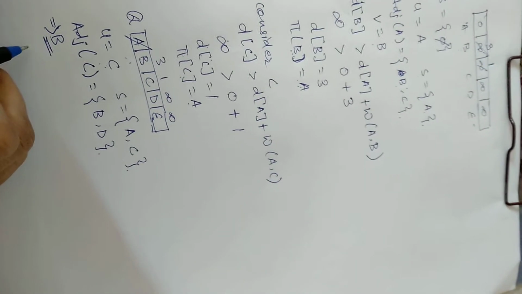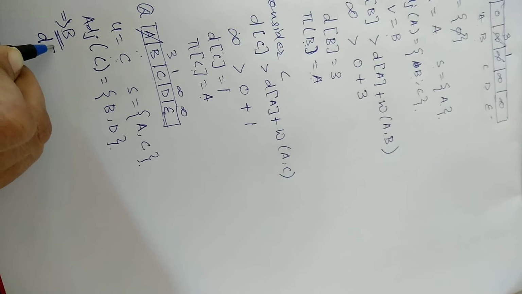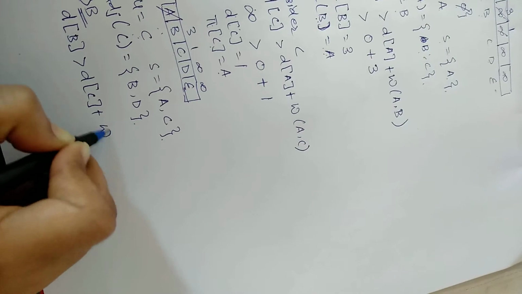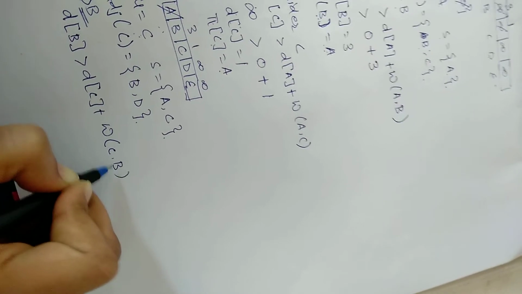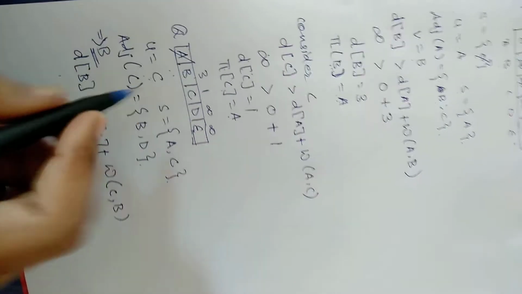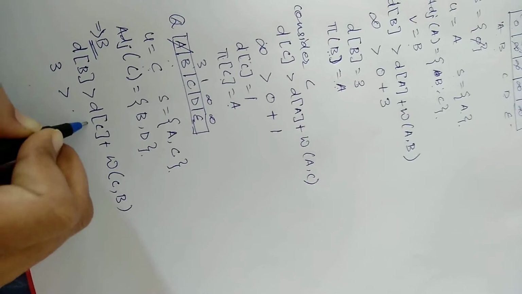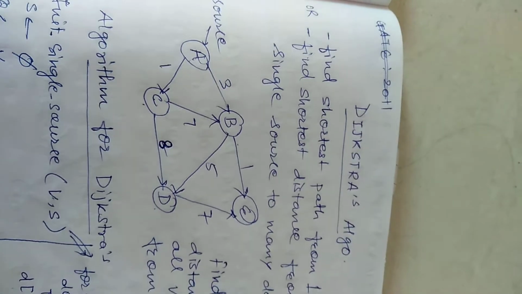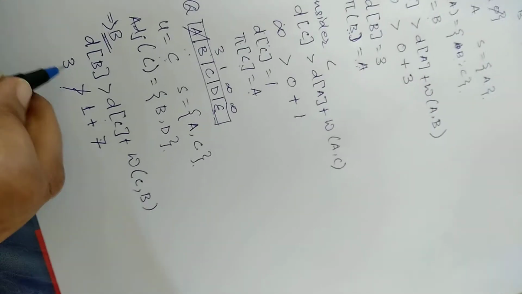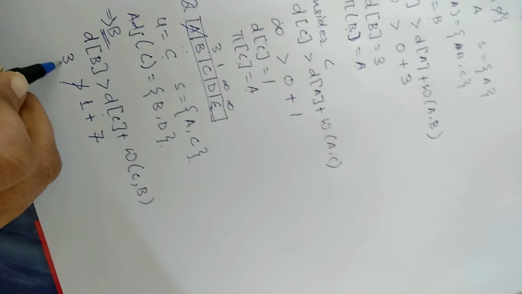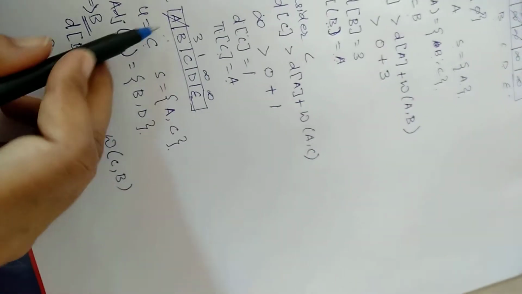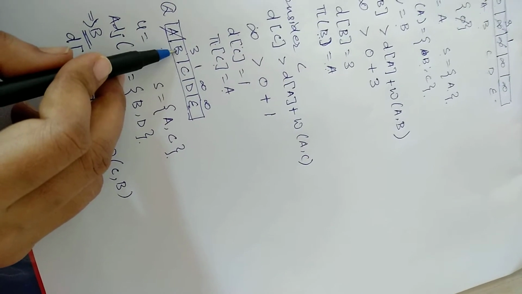So again we'll apply that relax function. It is saying that if distance of B is greater than distance of C plus weight of CB. So distance of B is 3. So is 3 greater than distance of C, which we have just calculated as 1, plus weight of CB? From the graph it is 7. So this condition is not true, so we will not change the distance of B. It means that B is not reachable with minimum distance from C. It was already reachable with minimum distance from A. So we will not modify this D value of B.